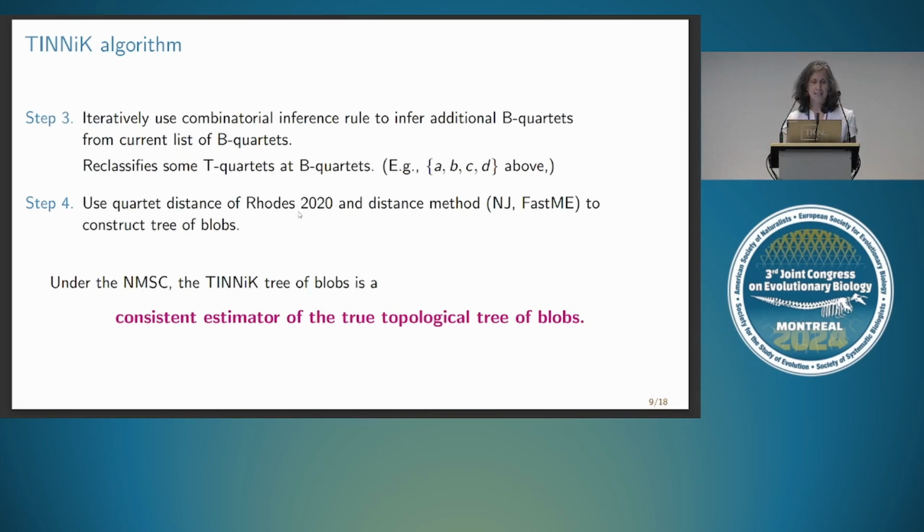And then the last step is we use a quartet distance introduced by John Rhodes in 2022 to get a pairwise distance table. And once you have this pairwise distance table, you just use your favorite distance method, neighbor joining, FastME, to construct a tree of blobs.